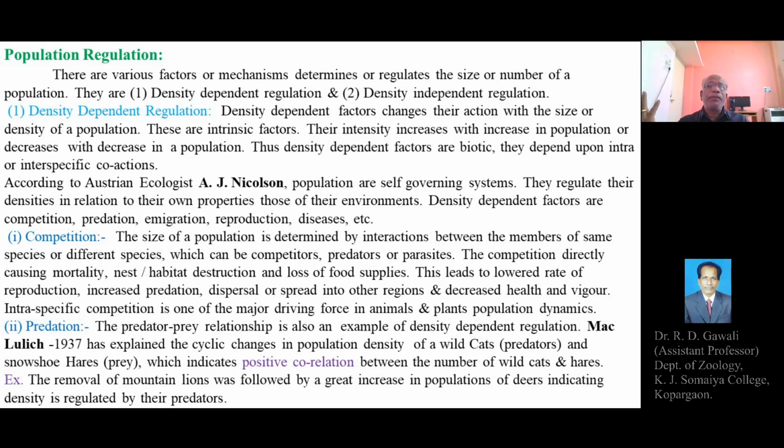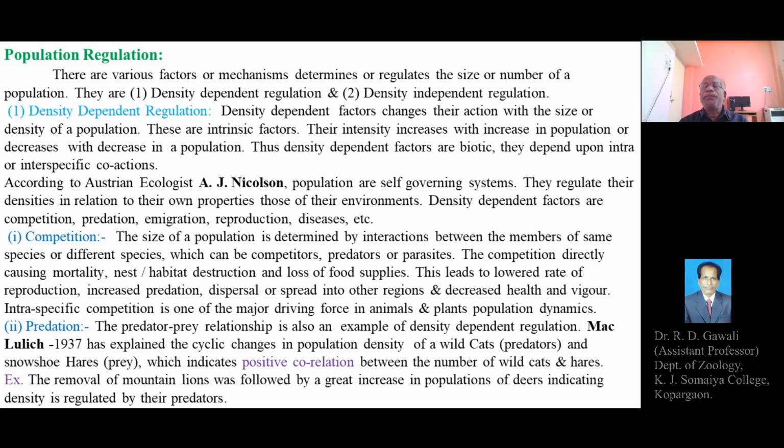So this is a density dependent factor. When the population size increases, ultimately the competition also increases. For example, if the number of individuals increases, there will be competition either for food or for feeding or breeding. So these are some of the requirements, and for these purposes there may be an increase in competition among the individuals of the same species or different species. So this is the density dependent factor, competition.